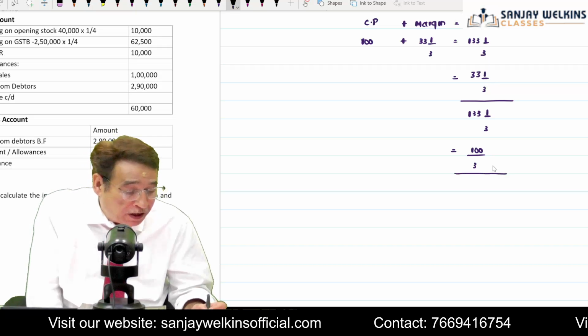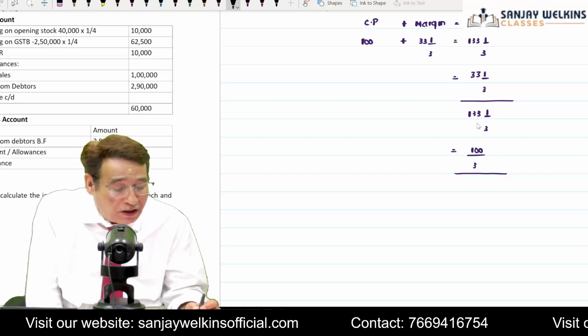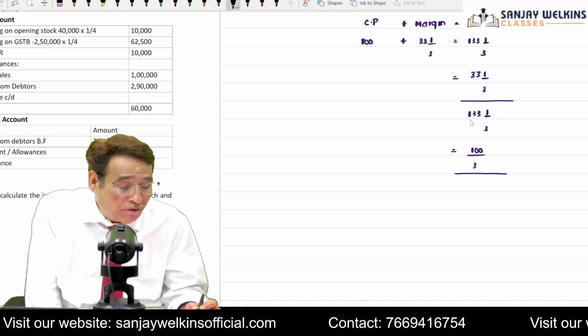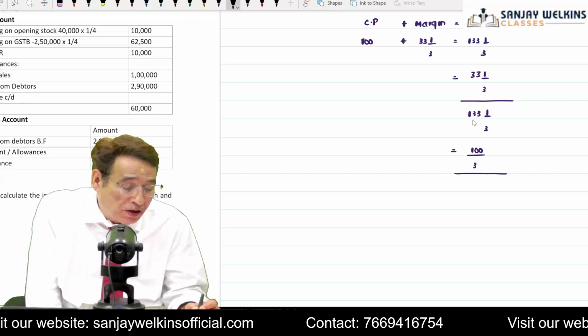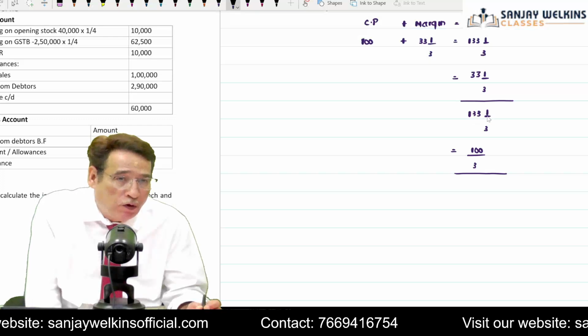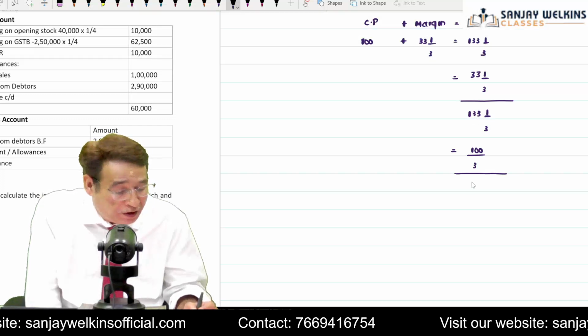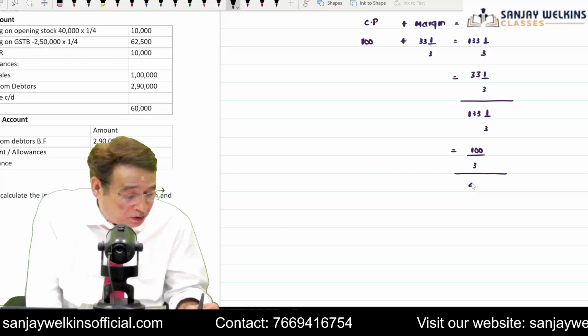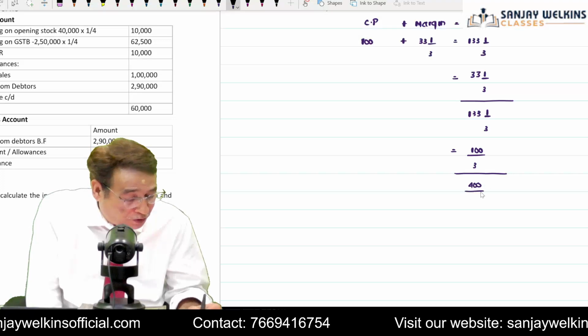And similarly, below which is given 133 1 by 3, first of all I will multiply 133 with 3, that will give me 399, then plus 1, 400, so this figure will become 400 by 3. Is it clear to you or not? So this is how we will have to solve it out.